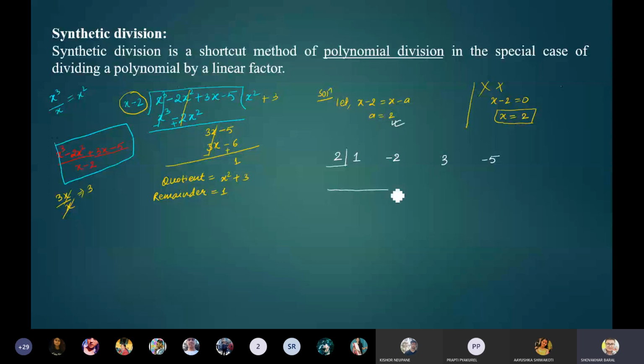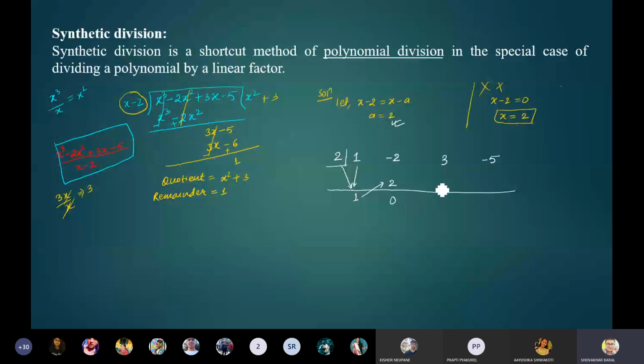So now let me draw a line, and in this process you need to drop the leading coefficient 1. This 1 is the coefficient of x cube, so at first you need to drop this 1. Okay, so now multiply 2 times 1. 2 times 1 will be equal to 2. Multiply this 2 and 1 and write the product here in the second line. Now add these two. 2 plus minus 2 will be 0. You have to write the sum here.